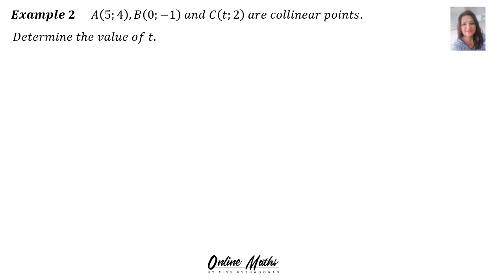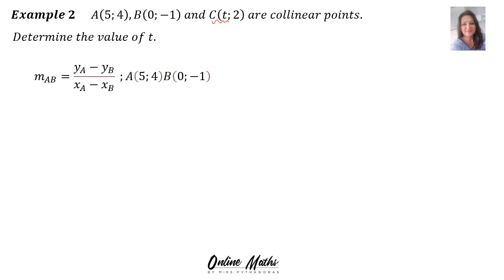Example 2. A(5, 4), B(0, -1) and C(t, 2) are collinear points. Determine the value of t. So in this question, now I give you the fact that the points are collinear and we have to work out one of the coordinates. In fact, we are working out the x coordinate at point C. So the fact that they are collinear points means that the gradients are the same.